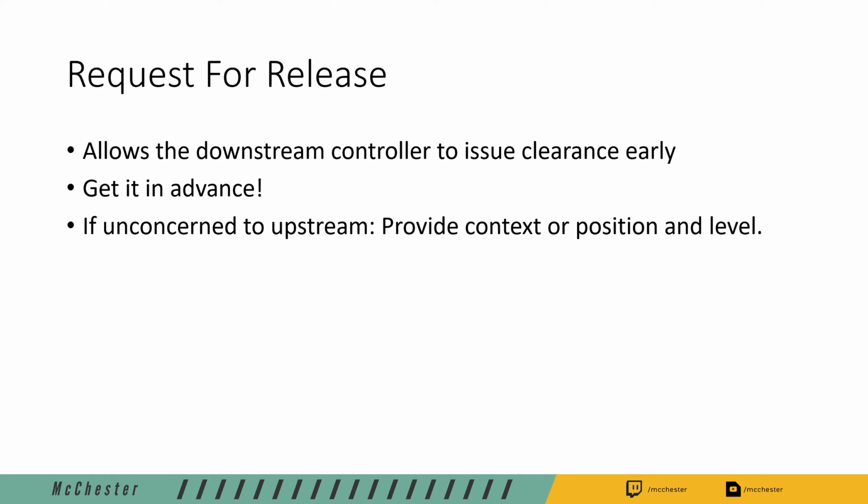If the aircraft is unconcerned for the sector that you are requesting a release for, so for example, if you want to have an aircraft climbing through a center sector, whereas the aircraft only normally would concern the approach or departure sector, provide context or the position and the level of the aircraft. Let's have a look at an example.